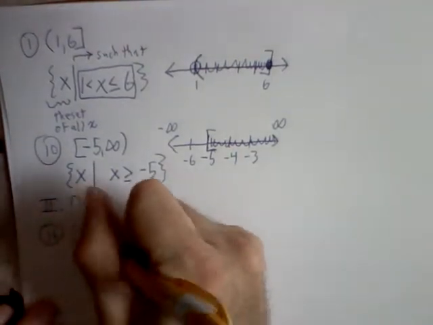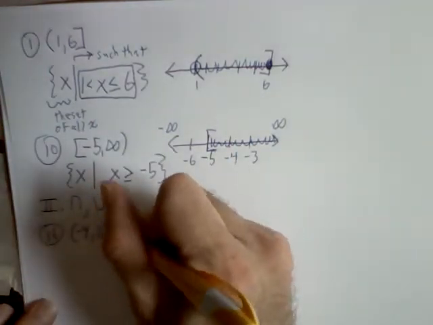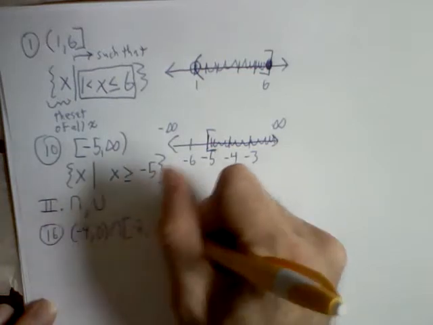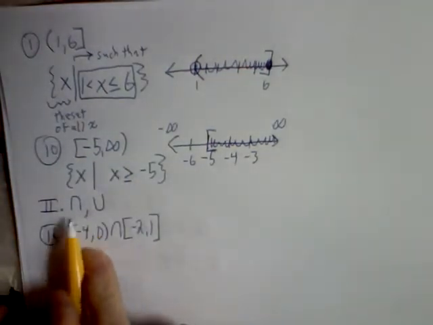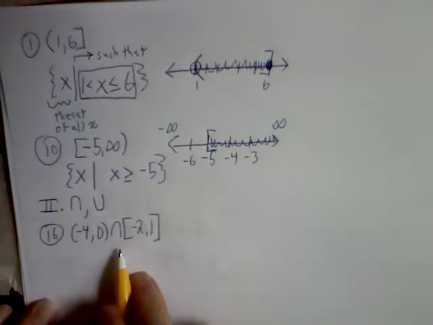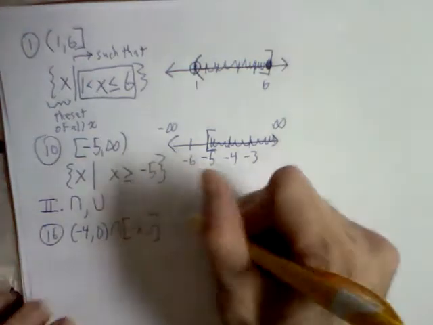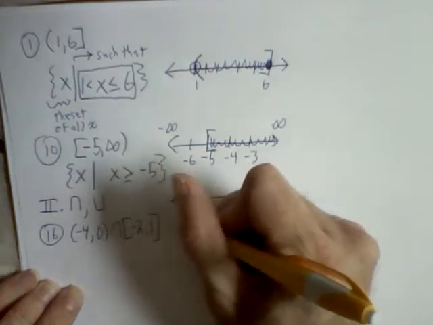I want to know the intersection of this interval -4 to 0 with -2 to 1. And you can think of these symbols as kind of like addition and addition, I guess, maybe. Well, let's not go there. Let's just leave it as it is. Okay, so how am I going to do this? I'm going to draw a number line for each one of these intervals.